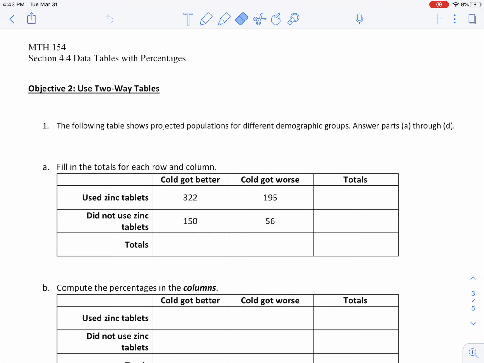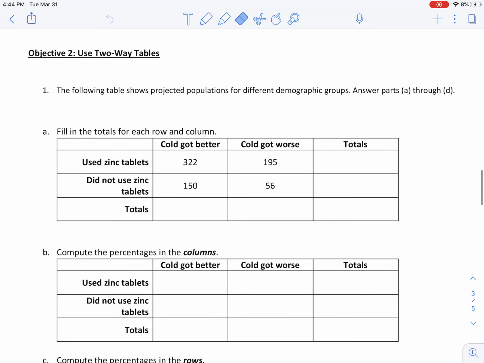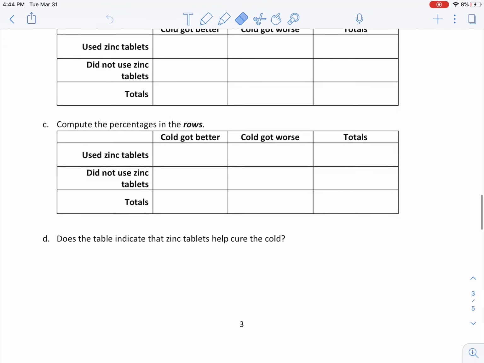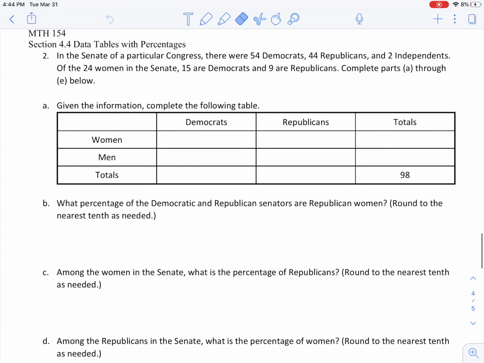Okay, in this video we will go over the second objective, using two-way tables, for lesson 4.4. I have three different two-way tables that I want to share with you. The first one has to do with colds getting better or getting worse, depending on whether they took the zinc tablet or did not use a zinc tablet.